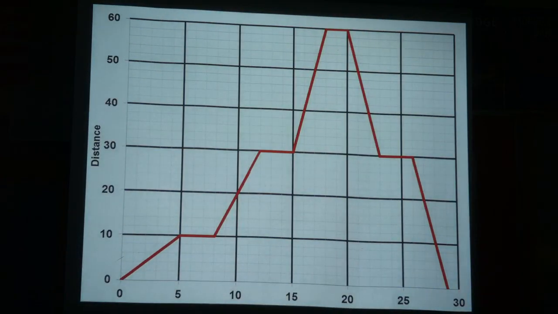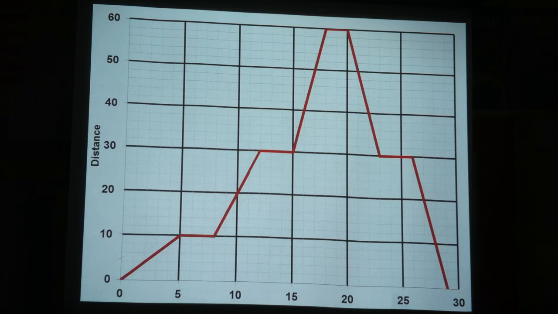Now this is a distance time graph. Even though you can't see the label on the x-axis, it is time. It goes up in increments of 5 units or 5 seconds. We have distance going up in units of 10. So this is actually quite enclosed. You have it going up until a distance of 60, and then coming back down to 0 at about 29 seconds.